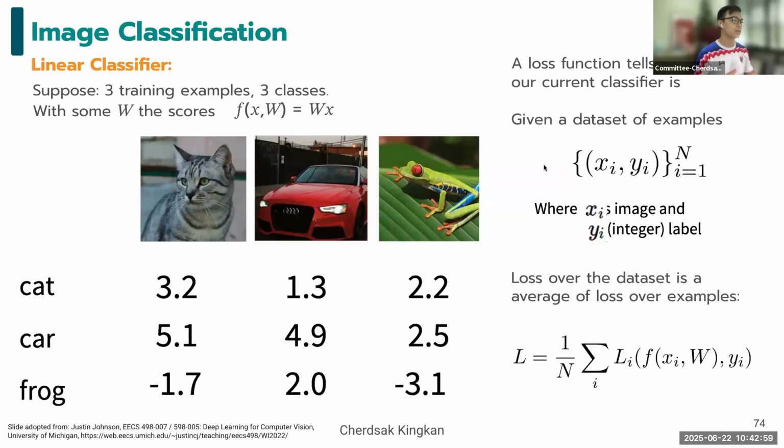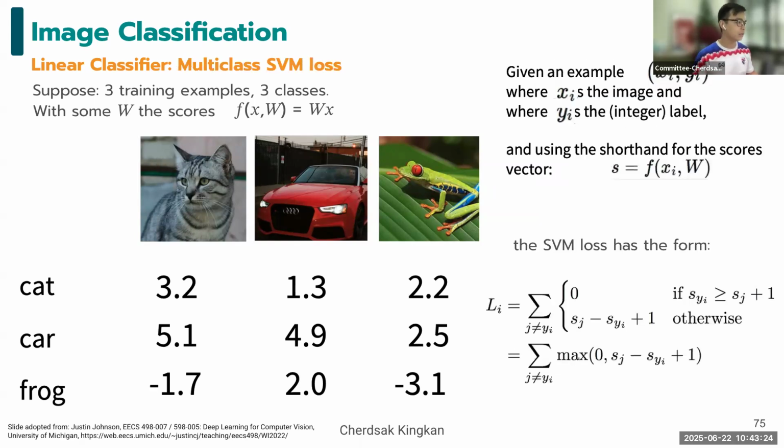As I mentioned, the loss function tells us how good our current classifier is. The loss over the entire data set is nothing but the average of the loss over each example. So that's the loss function we have. And the first loss function that I want to talk about is the multi-class SVM, which is the support vector machine. So how does the support vector machine work?